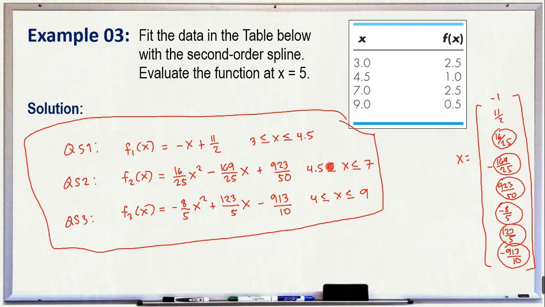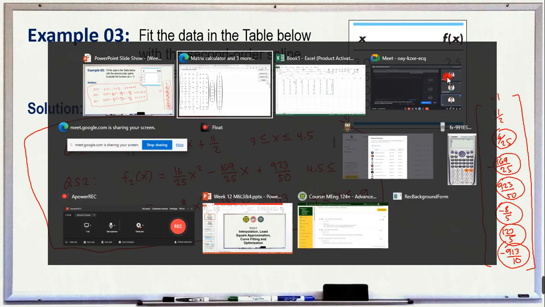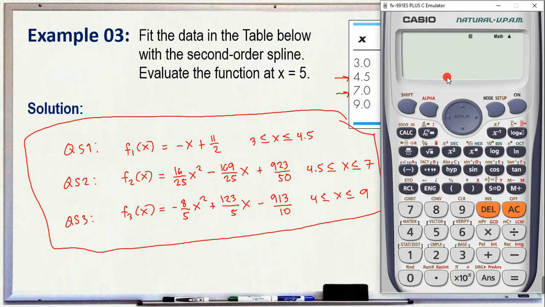Because it was said that at the common knot, they should be equal. If we substitute in quadratic spline number 1 at 4.5, it should result in 1. So, let's try, because if it doesn't result in 1, maybe something went wrong throughout our calculation. So, negative alpha x plus 11 over 2. Based on the assumption earlier, it should be equal at the interior knot. So, calculate with 4.5 as our x.